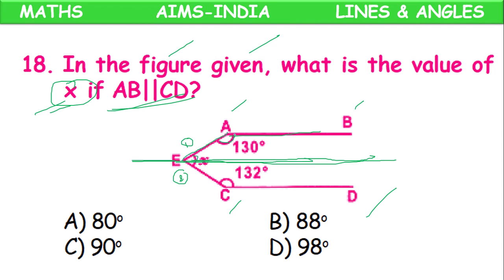So these two angles will be supplementary. If you draw a line parallel to AB and CD through E, this first part and this second part will be divided into two parts. This first part and 130 degrees will be supplementary.